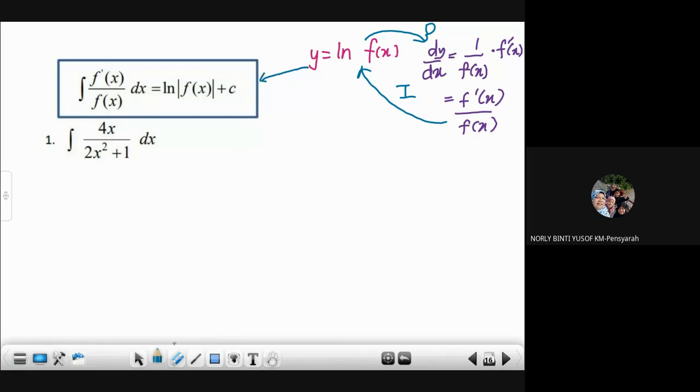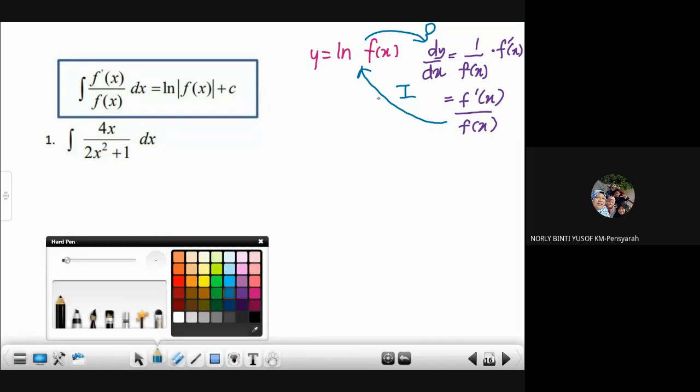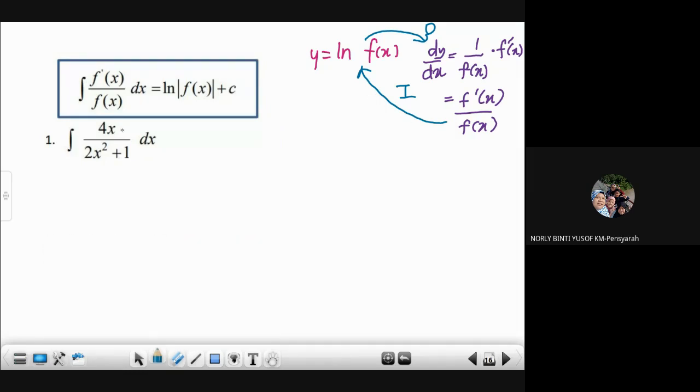Ini cerita dia. Sebab process of differentiation, reverse of differentiation, that means your I lah. So bila you nampak integration dalam bentuk ni, nanti dia akan keluar ln fx modulus plus c. Okay. So terhasilnya formula tu daripada proses of reverse differentiation.